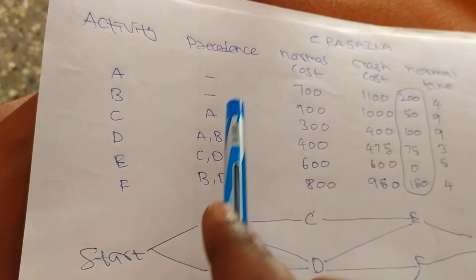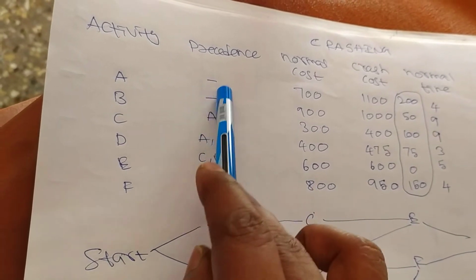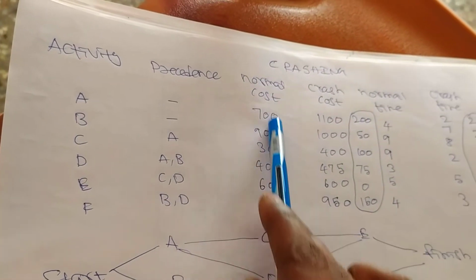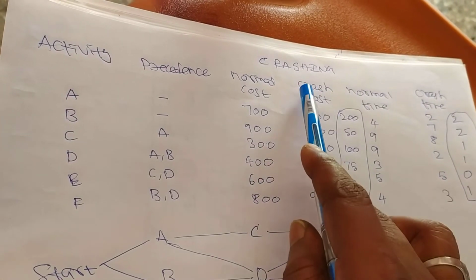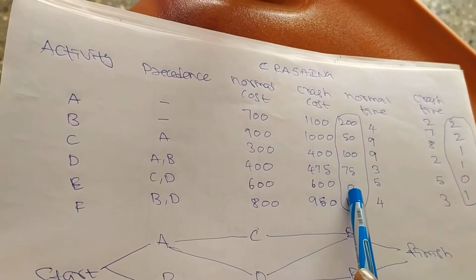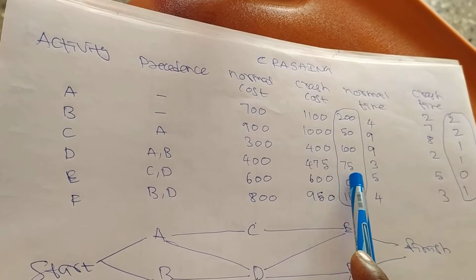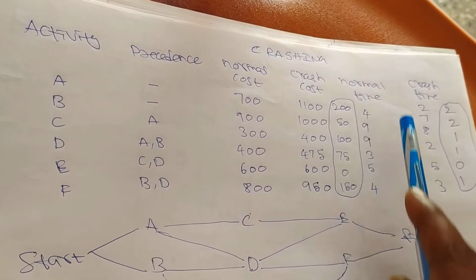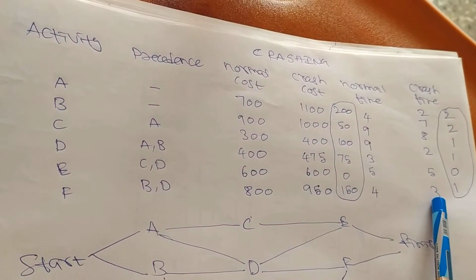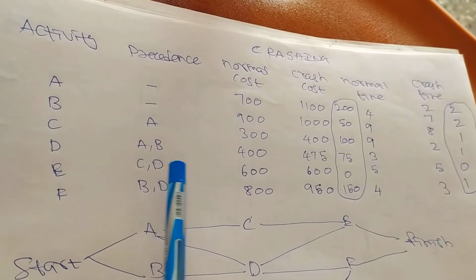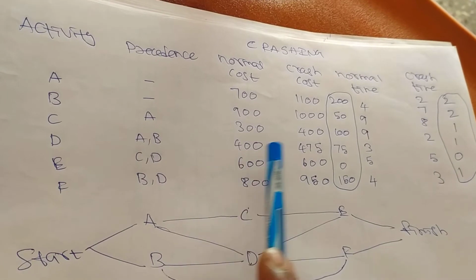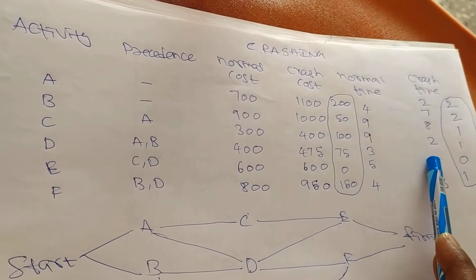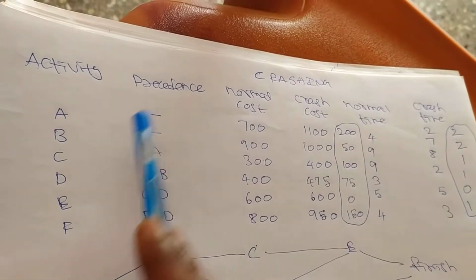Then precedence: for A and B, there is a null. Then after that this is the precedence, this is the normal cost, this is the crash cost. Afterwards I will tell you: this is the normal time, this is the crash time. Okay: activity, precedence, normal cost, crash cost, normal time, then crash time. This is given by the sum.